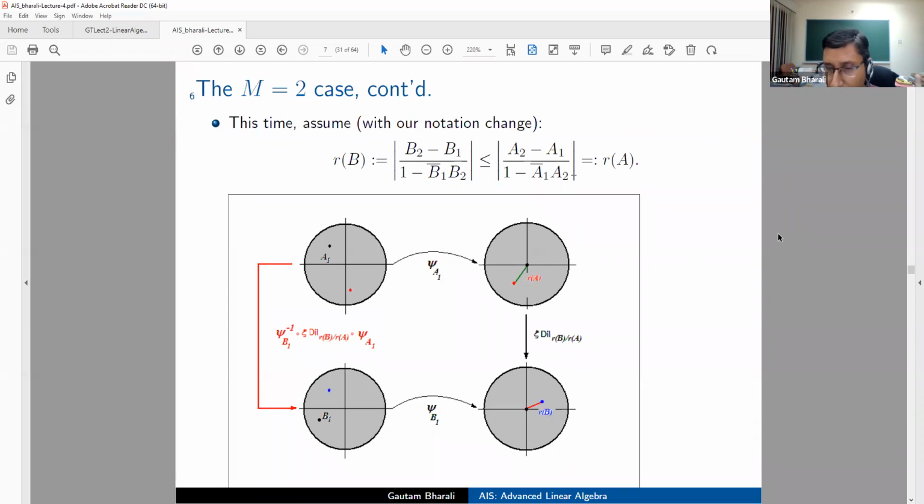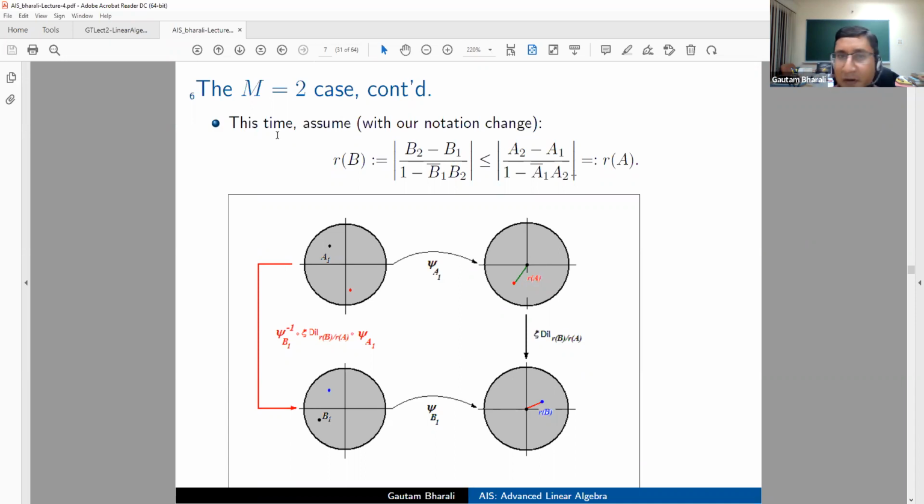So let me pause for a moment. Does everyone see this? Do you understand this point? Any doubts at this point? Okay, if not, then let's carry on.